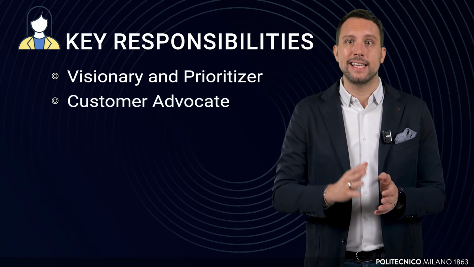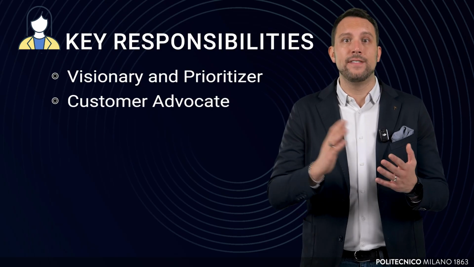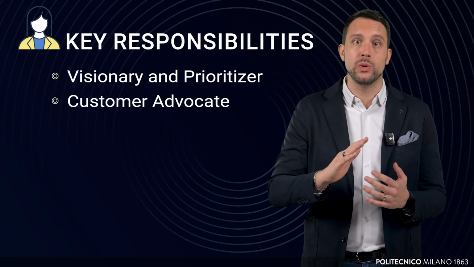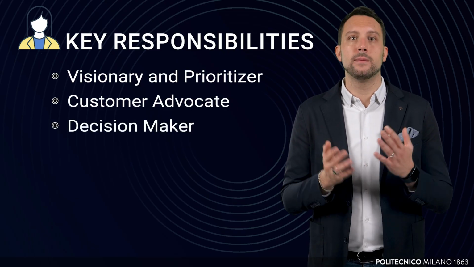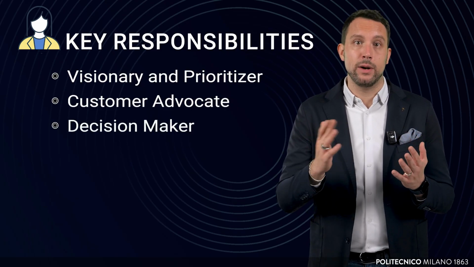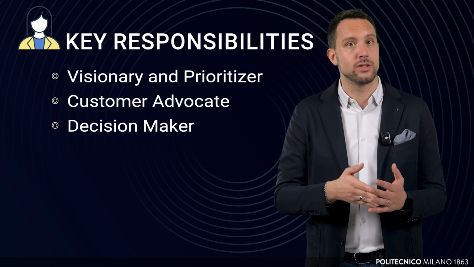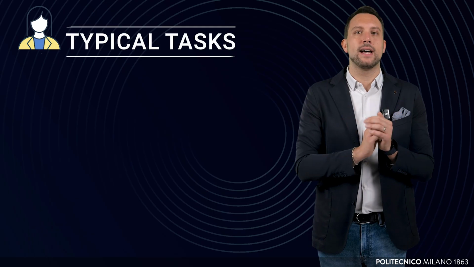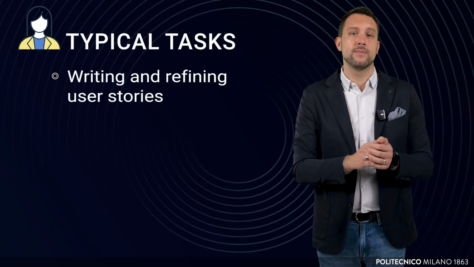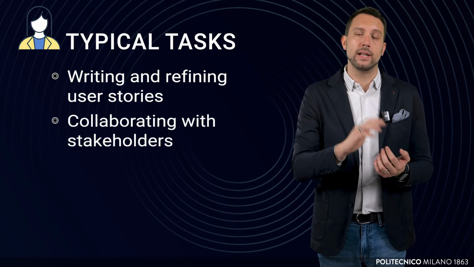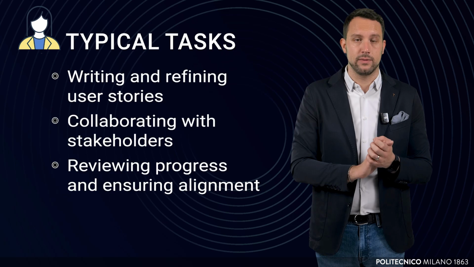Customer advocate: they act as a bridge between stakeholders and the development team, collecting feedback, refining requirements, and ensuring the end product meets user needs. Decision maker: the product owner decides what to build and when, balancing competing demands and constraints like cost, time, and scope. The typical tasks of the product owner are writing and refining user stories, collaborating with stakeholders to identify priorities, reviewing progress, and ensuring alignment with the product vision.